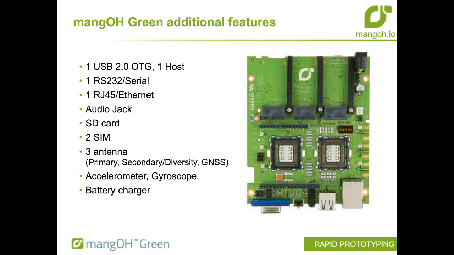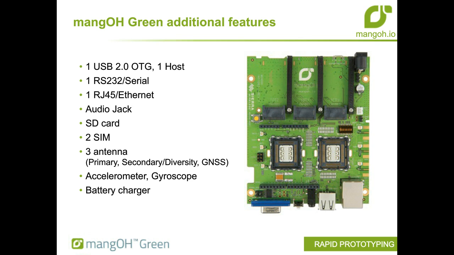It also has a micro SD card. We provide 2 SIM slots and a provision for an embedded SIM on this platform. We provide a built-in battery charger. By the way, you can run mangO specifically on a single-cell lithium-ion polymer battery if you wish to do so. The input voltage for that is between 3.4 volts to 4.5 volts. The platform itself can take an input voltage of 4.5 volts to 17 volts. It also has a built-in accelerometer and gyroscope.